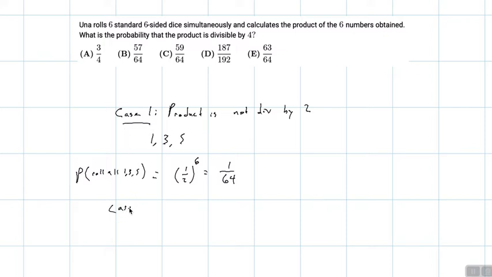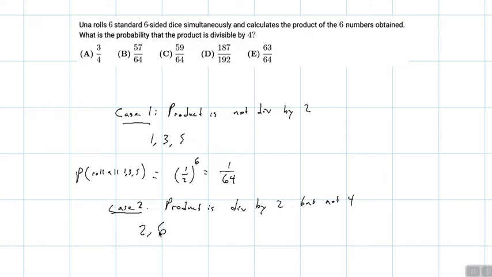Case 2 is the product is divisible by 2, but not 4. So for the product to be divisible by 2, thinking of the numbers between 1 through 6, those numbers are going to be 2. We want a 2 in there. We don't want a 4 because 4 is obviously divisible by 4. 6 is the other number that's just divisible by 2.